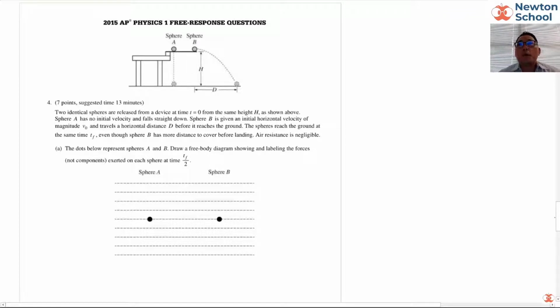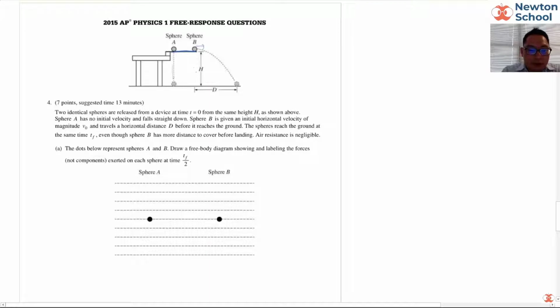2015 AP Physics 1, question number 4. I think it's the last one. Two identical spheres are released from the device at t equals 0. It's a device here. One is dropped, I guess. One is thrown forward.